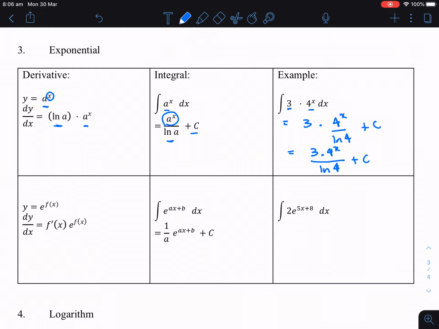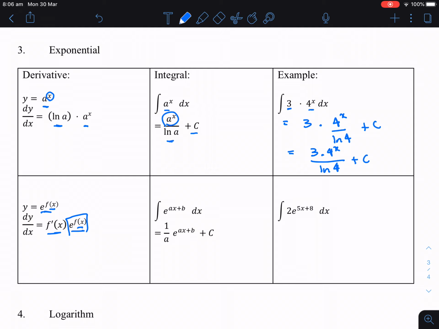For our second one, we want to look at our special exponential, which is e. Remember, e is about 2.7. So we have a more general rule with this one when we differentiate, because we've got the function of x, and so when we differentiate it, we get the derivative of the function of x times e to the function of x. Notice that stays the same. All it does is get multiplied by the derivative of the function.